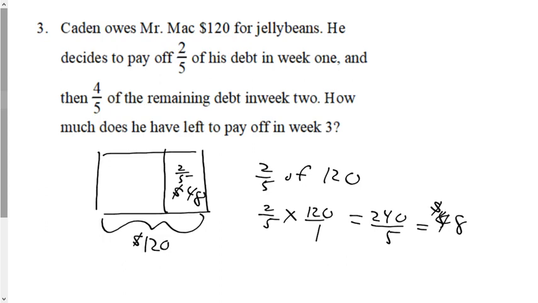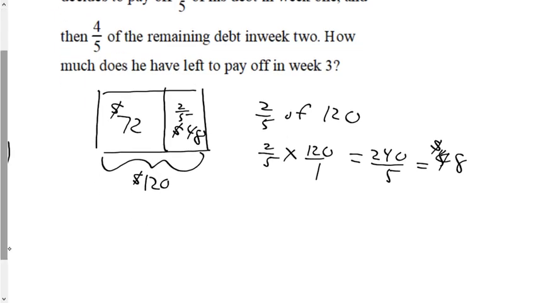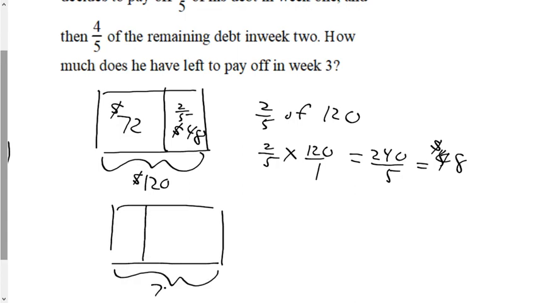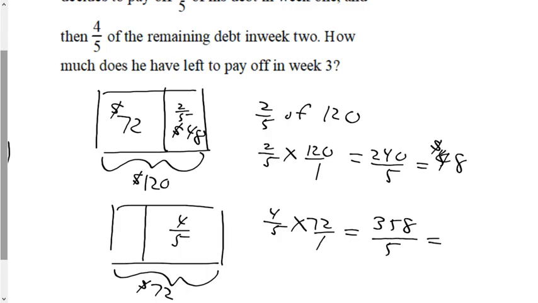How much does he still owe? $72. Week 2, how much does he pay back of the remaining 72? 4/5, new rectangle. This is now $72, not $120 anymore. He pays back 4/5. 4/5 of 72 over 1 is 358 over 5. I don't even know. Take your calculator.